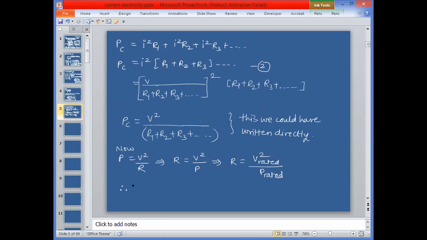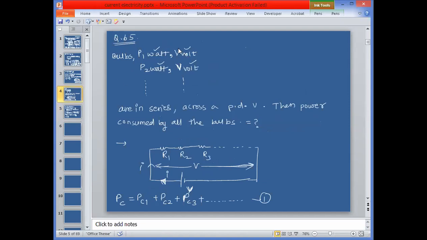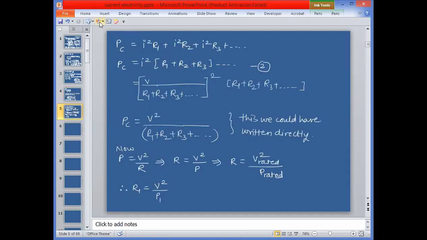Therefore, R1 will be equal to rated voltage is V, rated power is P1. Check it. Rated voltage is V, rated power is P1. For second, rated voltage is V, rated power is P2. We did not write V1, V2. Just V. P1, P2, P3, P4. Okay. Fine, sir. So this is the rated voltage for the first resistance is V and power is P1.